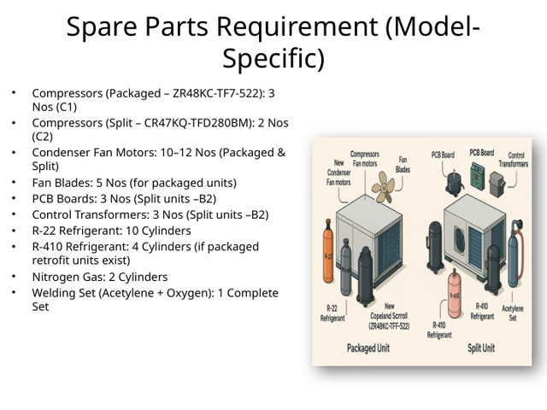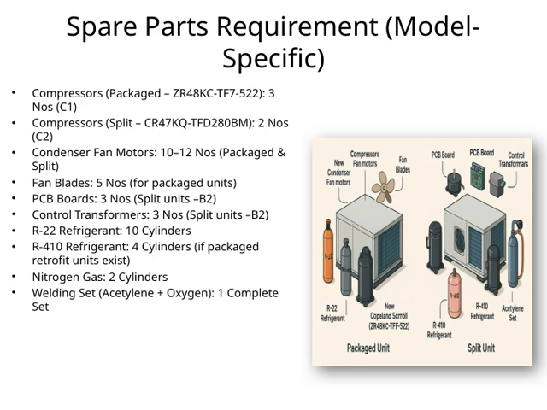Moving on, for the condenser fan motors, we are looking at a range of 10 to 12 units, covering both packaged and split configurations. For the packaged units specifically, we need 5 fan blades to ensure proper airflow and cooling efficiency. In terms of electronic components, we require 3 PCB boards, which are for the split units, designated as B2. Along with that, there are 3 control transformers needed for these split units as well.